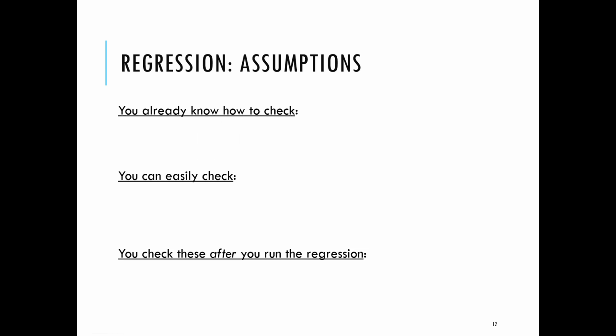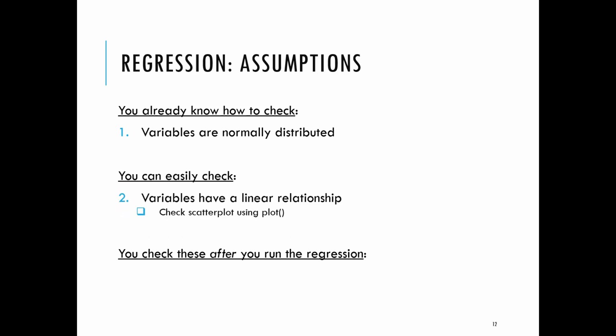So breaking down the 4 assumptions, you already know how to check the first one, which is that variables are normally distributed. Hooray! And then you can also pretty easily check to see if your variables have a linear relationship by using the scatter plot or the plot function. So we'll cover that during lecture.